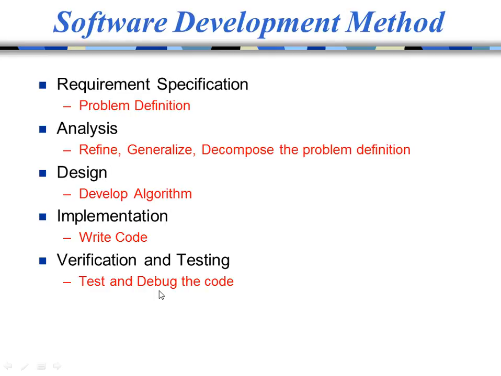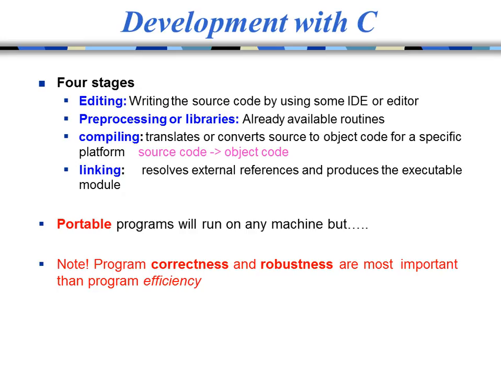Software development method: requirement specification, analysis, design, implementation, verification and testing. As you know, before making software, first we have requirements, after that analysis, design, implementation, verification, testing. The software development methods you can all implement in C language. You can develop software in C. There are 4 stages.